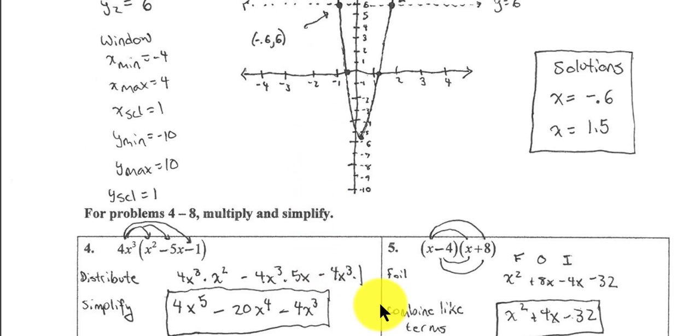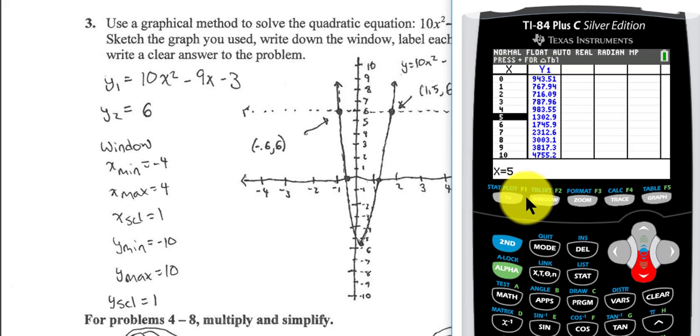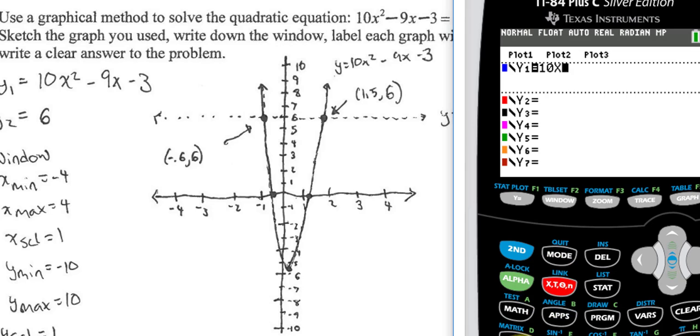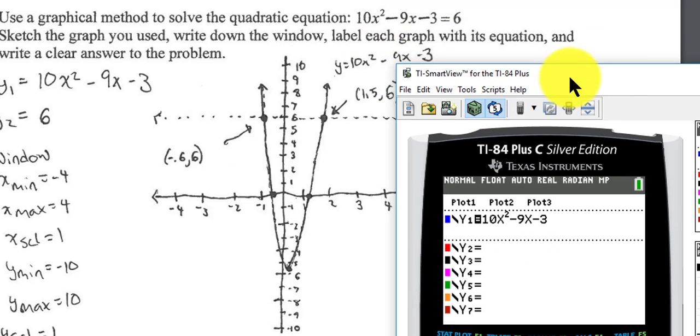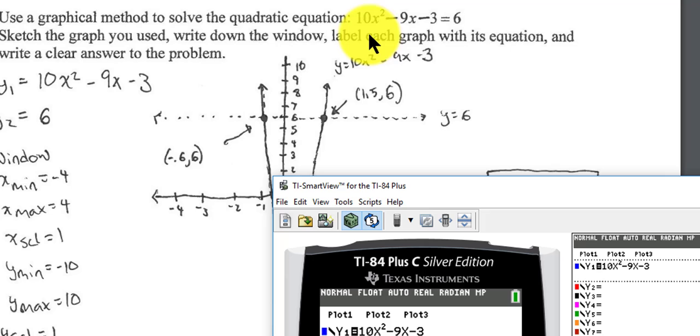Next, completely new problem. It says use a graphical method to solve the quadratic equation. So we can graph both sides of our equal sign. If I go to y equals and I clear, I can put in my 10x squared minus 9x minus 3. That's the left side of my equation. And the right side of my equation is the 6. So what we're trying to do is determine the value of x that's going to give me 6.